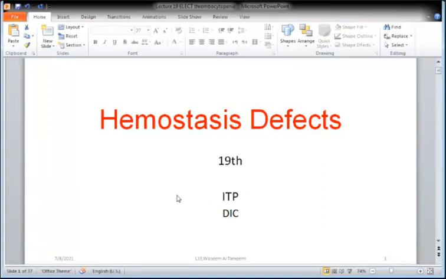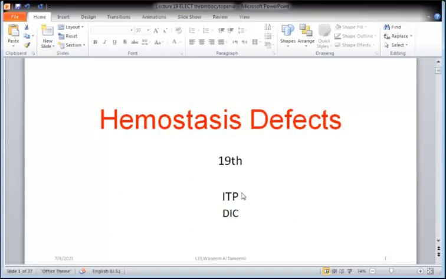Today the lecture will be about two different bleeding disorders. One is concerned with primary hemostatic disorder, concerning platelet disorder, which is ITP. The second is a clinical pathological syndrome composed of both thrombosis and bleeding at the same time, and the bleeding is attributed to both platelet disorder, a decrease in platelet number, as well as coagulation factor consumption. This is DIC, which is a very important topic.